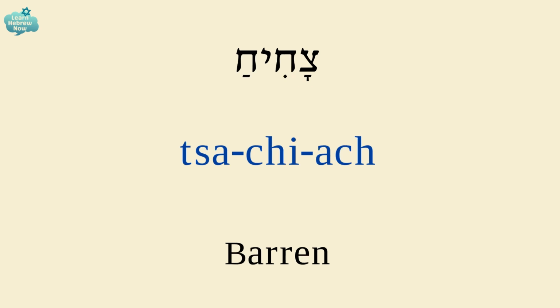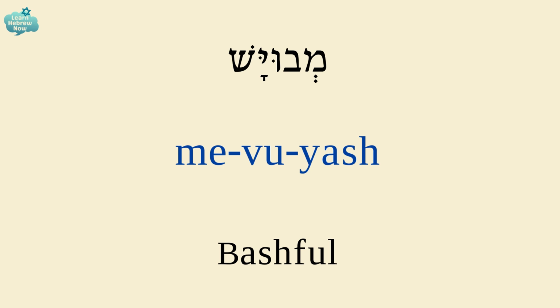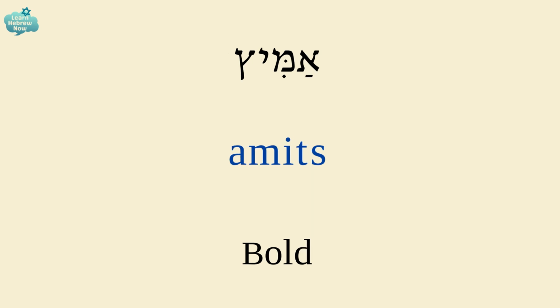Barren is צחיח. Fertile is פורה. Bashful is מבויש. Bold is אמיץ.